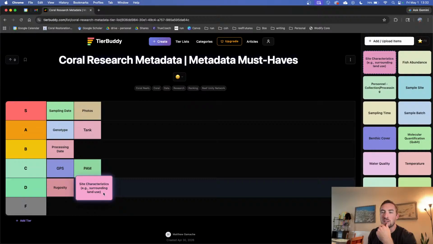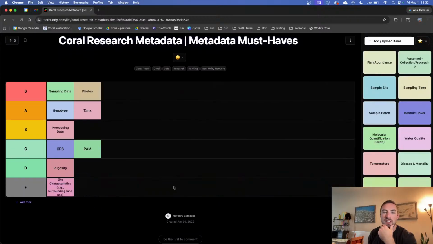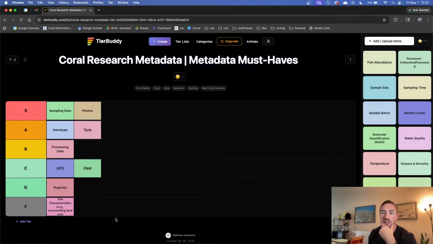But again, we'll make this the first F tier. It's context dependent. You can probably get away without it. Or like, I wouldn't bother with it. That's what F tier was supposed to be. It's like, I'm not gonna bother with it, unless I'm actually doing it.